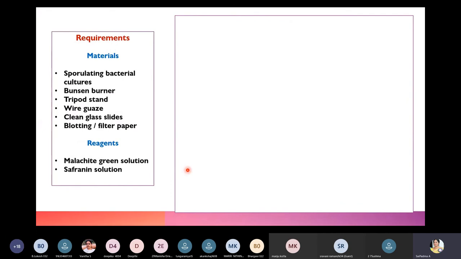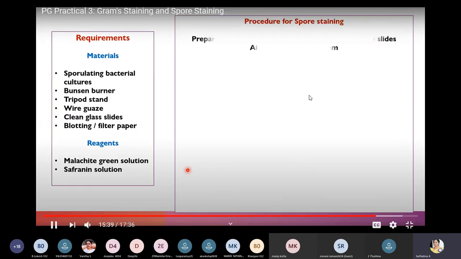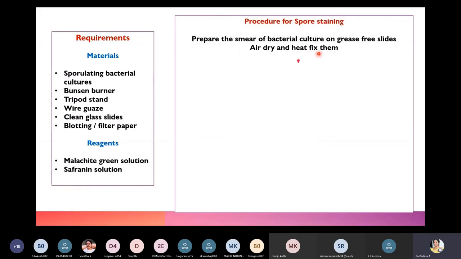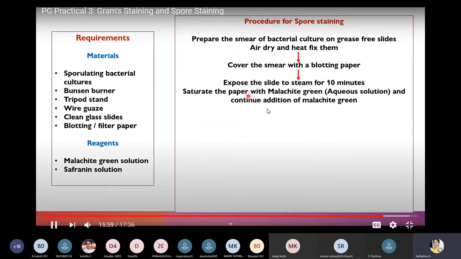Now coming to the procedure to perform this spore staining process. The first step is to prepare the smear of the bacterial culture on a grease-free slide, air dry it, and heat fix the sample to form the smear. Then cover the smear with a small piece of blotting paper. Next step is to expose the slide to steam for 10 minutes.